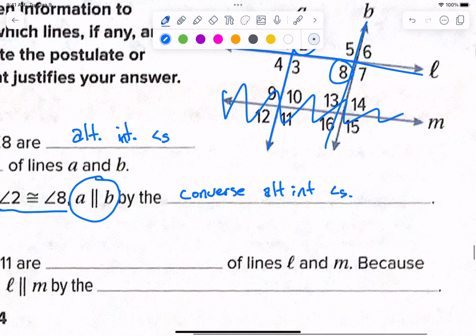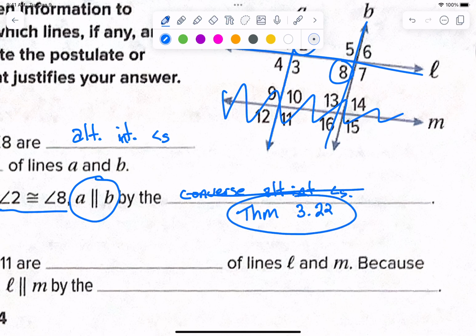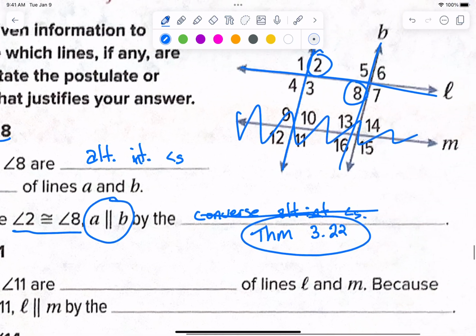By the converse of the alternate interior angles. Now, which theorem is that? Theorem what? Number 3 point what? Alternate interior angles. Which one is that? Alternate interior. Yeah, the converse. The one off to the side. 3.22? Perfect. So if you don't want to write this guy in here, you can write theorem 322. Got it? Okay? All right, the next one is talking about 3 and 11.